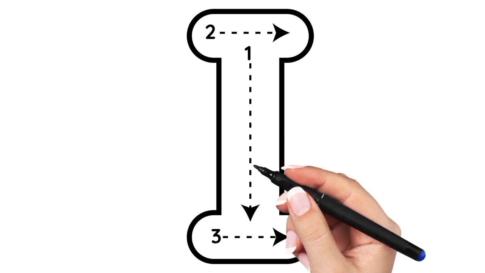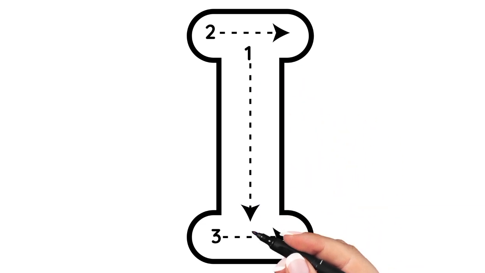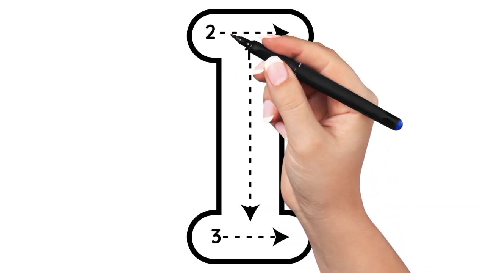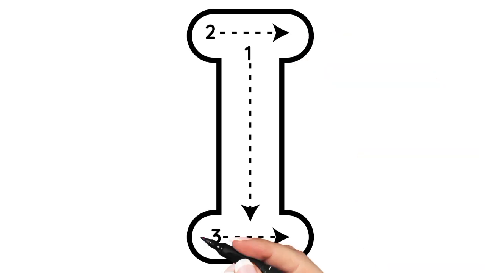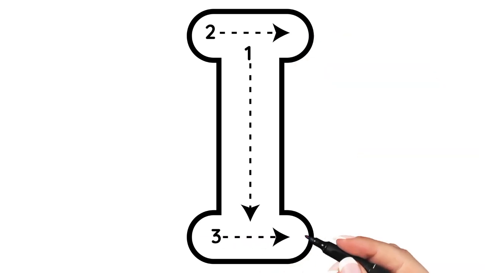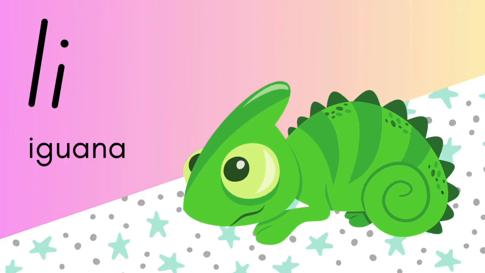1. First draw a straight line downwards. 2. Now draw a line on top of the I. 3. Again, draw a line in the bottom of the I. It's I, and I is for iguana.